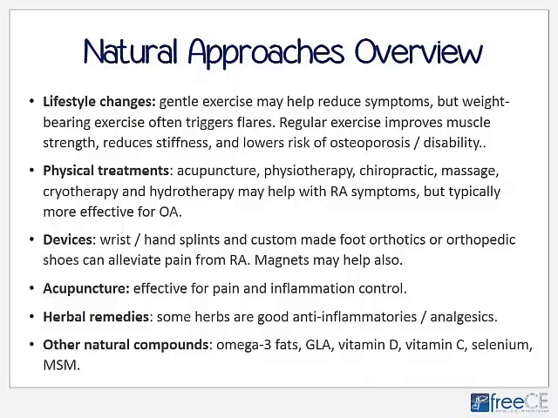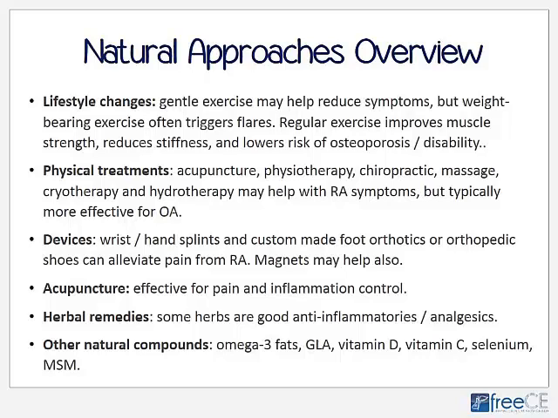There are a variety of natural approaches that are appropriate for RA, but I'll stop short of calling them cures. These are simply natural things that can help with symptoms. Lifestyle changes, for example. Gentle exercise such as swimming, yoga, and Tai Chi may help reduce symptoms, but keep in mind that weight-bearing exercise often triggers flares, so jogging would not be a good thing. Weightlifting can be helpful for some people or it can trigger flares in others. In general, regular exercise improves muscle strength, can reduce joint stiffness, and can lower the risk of osteoporosis and disability, which is a good thing.